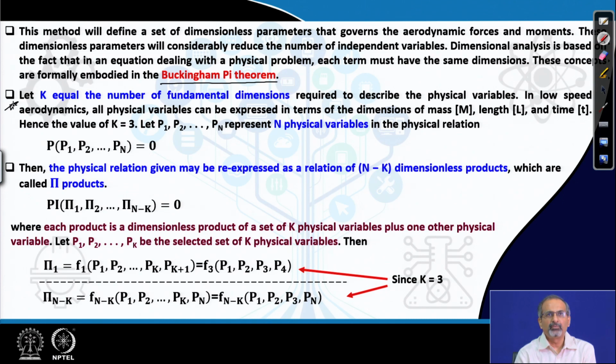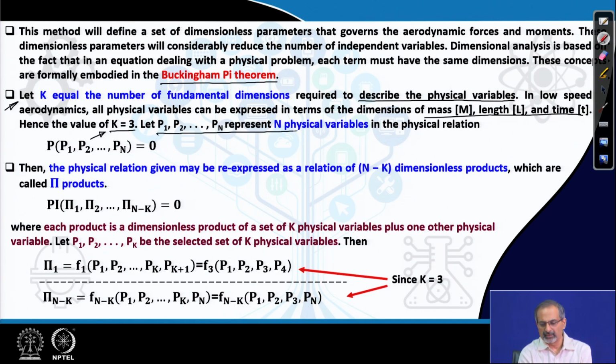We will define k number of fundamental dimensions which are required to describe the physical variables. When we consider that this airfoil is being tested at low speeds, the physical variables can be expressed in terms of dimensions of mass, length and time alone. When it is a compressible flow, additionally you will have to bring in temperature, because we have already discussed that thermodynamic aspects of the flow become important. So, at low speeds we consider that mass, length and time would be sufficient to explain all the physical variables, and therefore, the number of fundamental dimensions is 3.